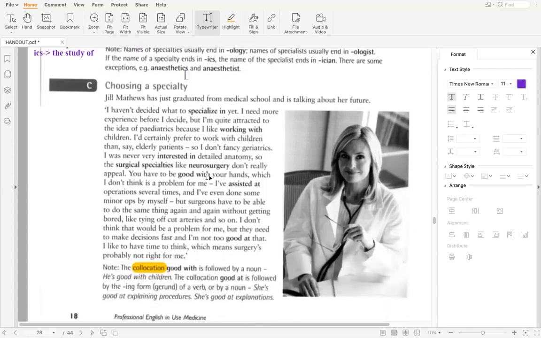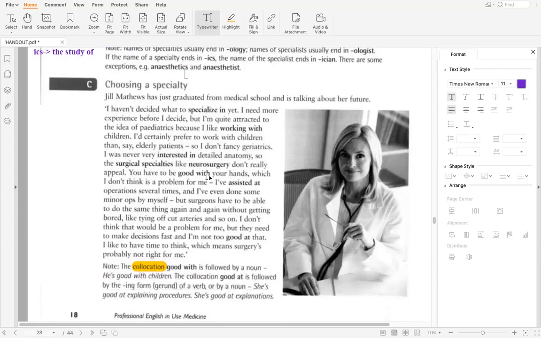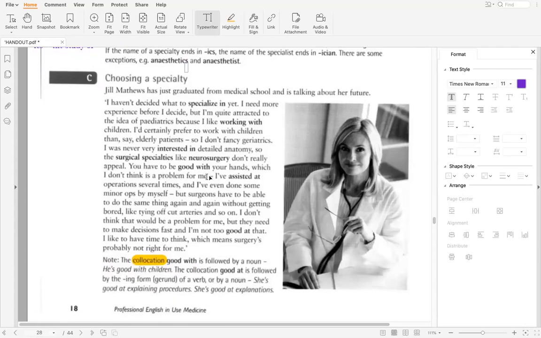Choosing a specialty. Jill Matthews had just graduated from medical school and is talking about her future. I haven't decided what to specialize in.